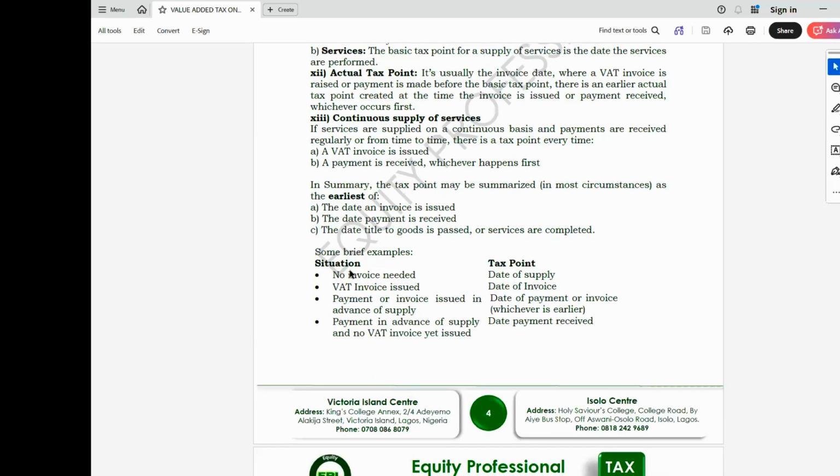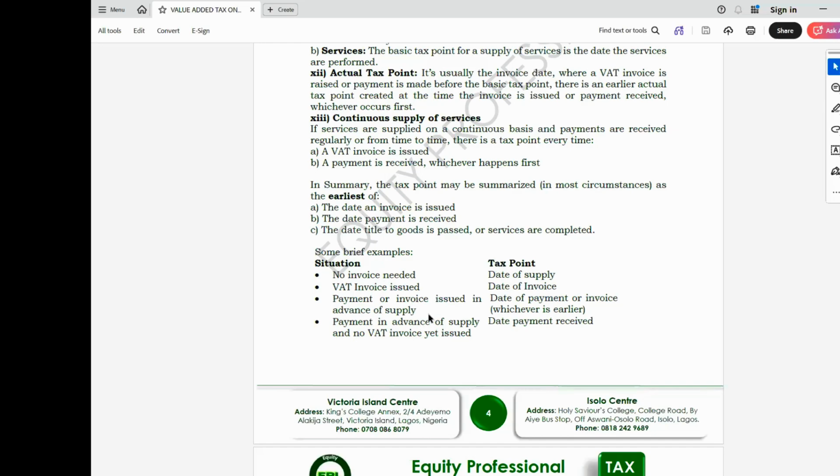So to determine the tax point, some situations are introduced. We have where no invoice is needed, where you don't need to issue an invoice to the customer. The value-added tax will be recognized at the date of supply. As you are supplying that item, you have to account for the value-added tax, because you are not going to issue any invoice. Then, when a VAT invoice is issued, the tax point is the date of the invoice. For payment or invoice issued in advance of supply, it is the date of payment or invoice, whichever is earlier.